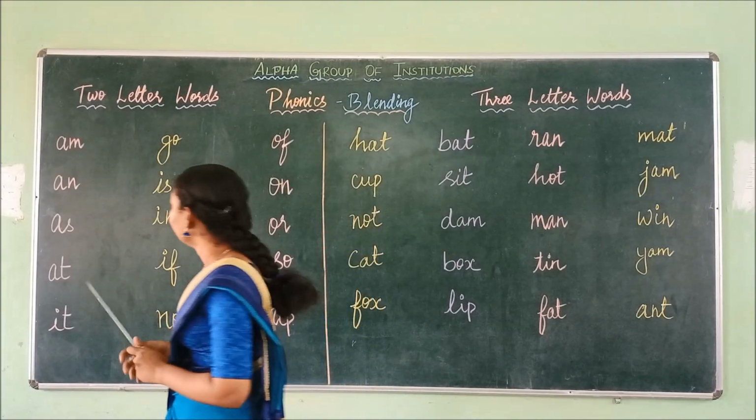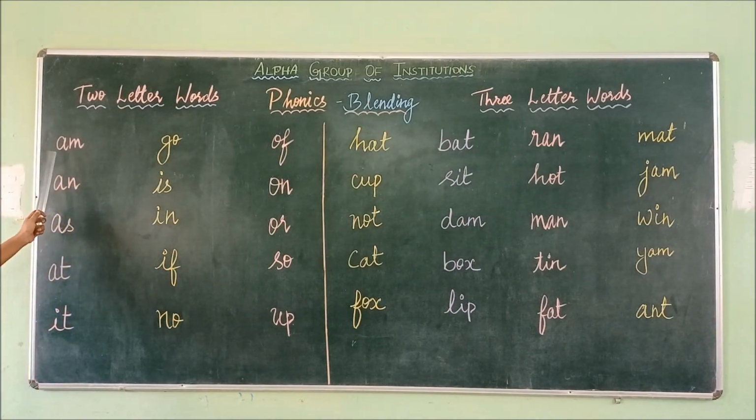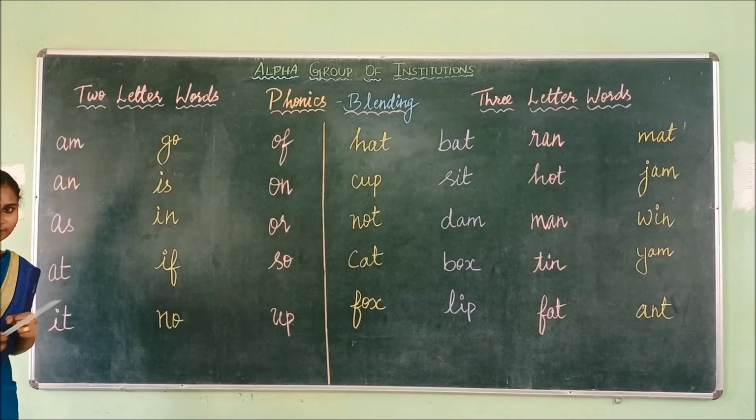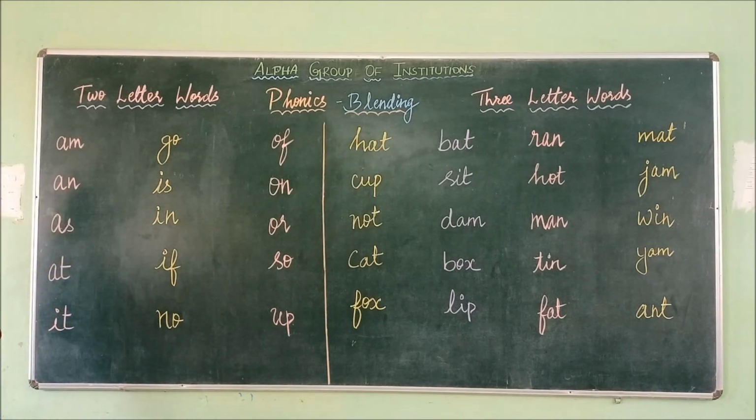First we begin with the two letter words here. So what have you got here? A, M. What is the phonic sound of A? It's A, isn't it? The phonic sound of A is A. And what is the phonic sound of M? Sound of M is M. So, A, M. How do you pronounce it now? Am. Repeat it, children. Am. Very good.